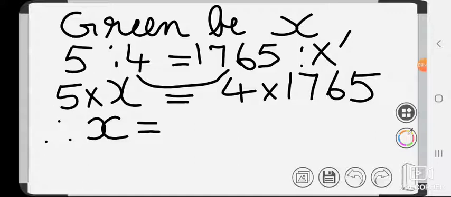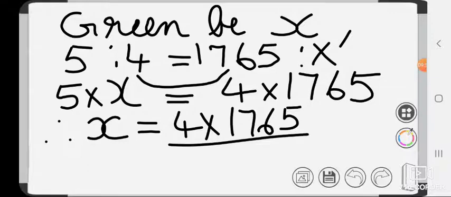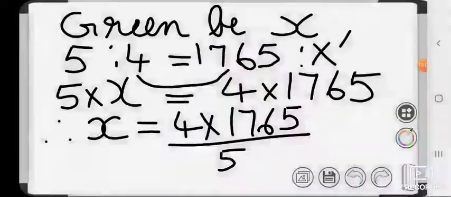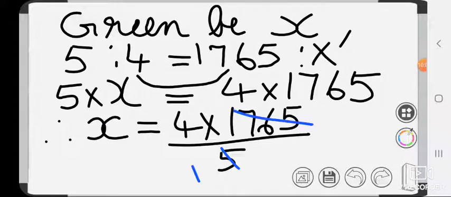That is 4 into 1765, which is already there on the right side, divided by 5. Now we can cancel the number 5, since here 5 is in the ones place. Now cancelling, what will we get? 5 one time. See how many times? 3 5s are 15, isn't it? Carry over 2. 5 5s are 25. Carry over 1. 5 3s are 15.